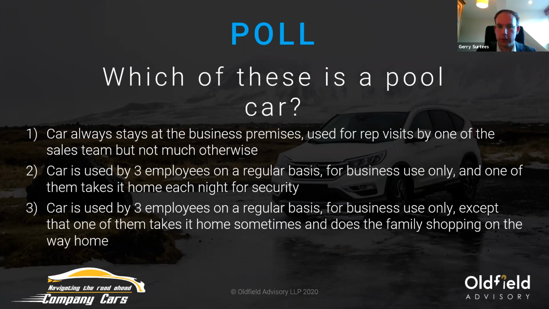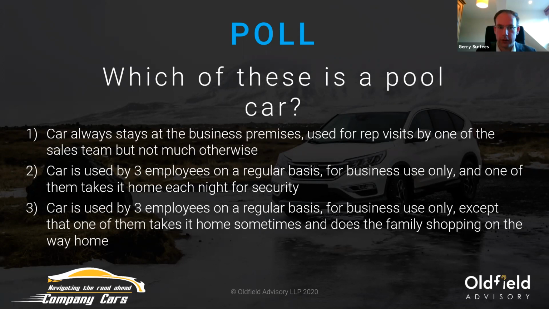So I thought we'd just run a quick poll. But before Carl brings up the options, I'll talk through the different scenarios. What I want you to think about is, in each of these cases, is this a pool car or is it not a pool car? So the first scenario is that this particular car always stays at the business premises. It's used for rep visits by a member of the sales team, but other than that, it doesn't get much use at all, if anything.